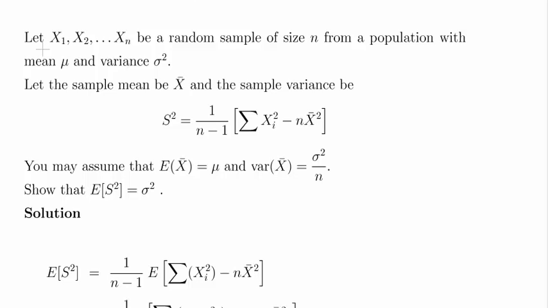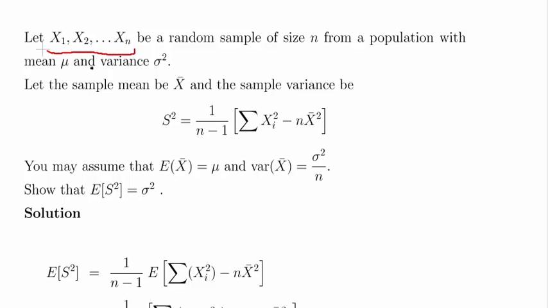Okay, in this presentation what we're going to do is show that the expected value of the sample variance is equal to sigma squared, which is the population variance. So it's like looking at the relationship between population parameters and sample statistics. We're looking at variance in this particular instance.